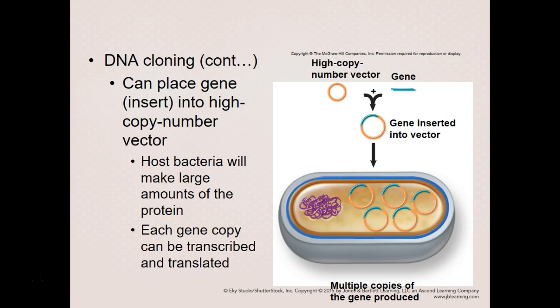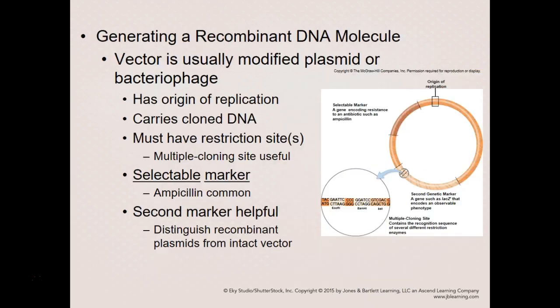If we use a high copy vector, the vector can replicate multiple times within an individual bacterial cell, and then when the bacterial cell replicates, multiple copies will move into each cell, and that allows us to produce millions of copies of the same gene even faster. And so we can produce lots of insulin, which can be harvested to give to patients who have type 1 diabetes.